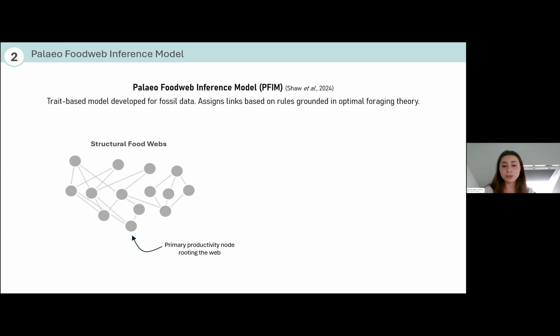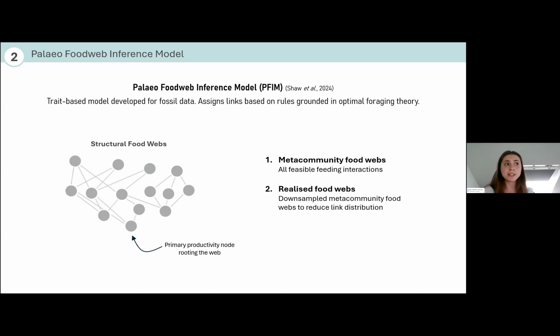And using the FIM, we're able to generate two different types of food webs, and I'm going to go through both of them today. So the first one is a meta-community food web. So these are food webs which show all possible feeding interactions within a community. And then the second is realized food webs, which are essentially these meta-community food webs which have been downsampled to reduce the link distribution.